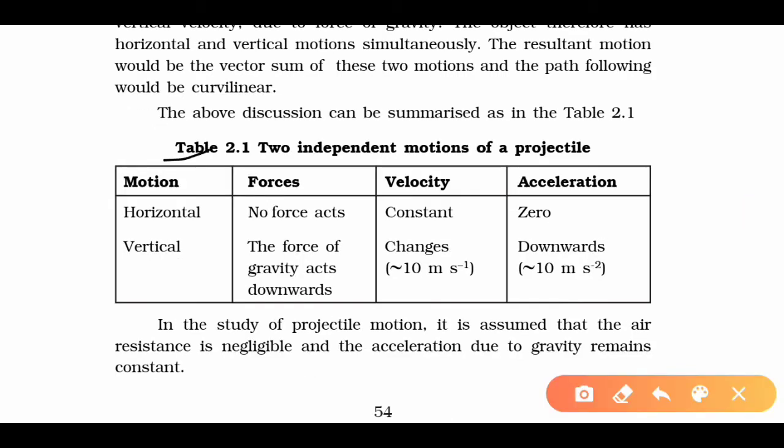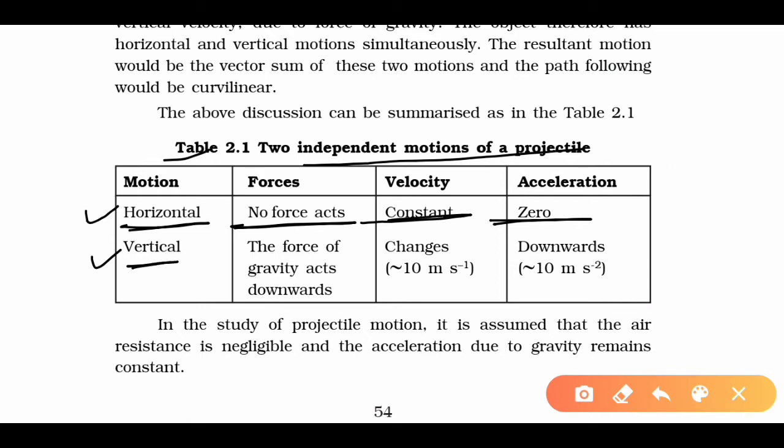Table 2.1. Two independent motions of a projectile. First one is horizontal, second one is vertical. So in horizontal motion, no force acts, velocity remains constant, and acceleration will be equal to 0. But in vertical motion, the force of gravity acts in the downward direction, and velocity changes, so acceleration will be in the downward direction. So just remember these points.